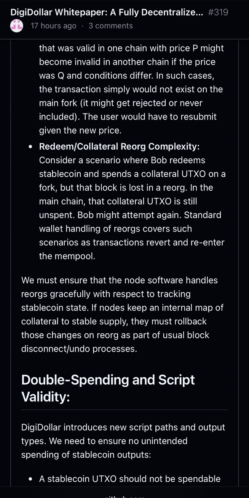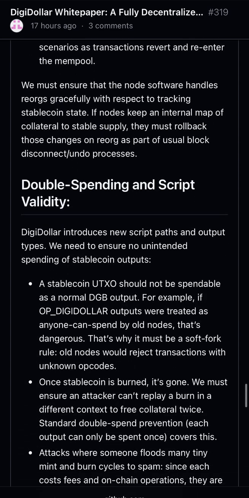We must ensure that the node software handles reorgs gracefully with respect to tracking stablecoin state. If nodes keep an internal map of collateral to stable supply, they must roll back those changes on reorg as part of usual block disconnect undo processes.